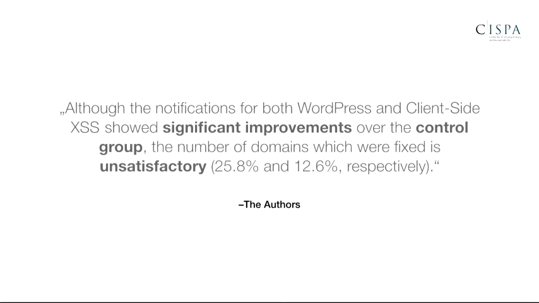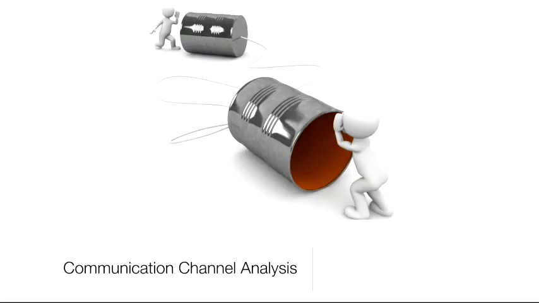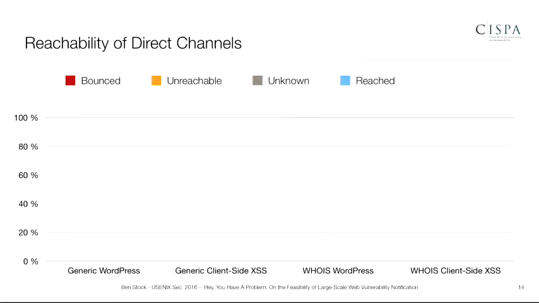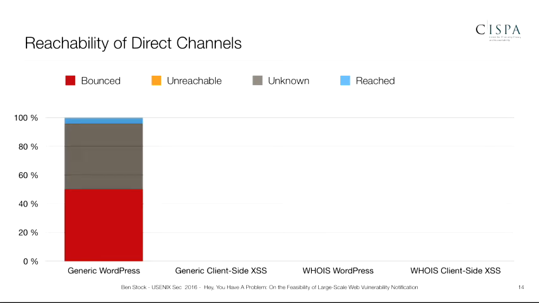And what we now wanted to find out is, why did this happen? To answer this, we actually did an analysis of the communication channels as such. I want to go over a couple of the highlights here. For the further details and the exact numbers, please refer to the paper. So first, let's have a look at the reachability of the direct communication channels. So generic email addresses from WordPress, so this is the top 1,000,000 domains. We see that here almost 50% of all domains bounced.